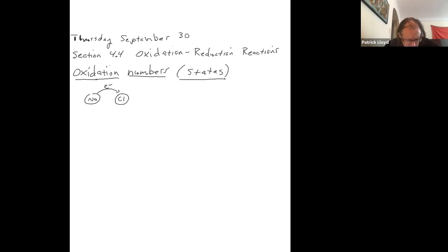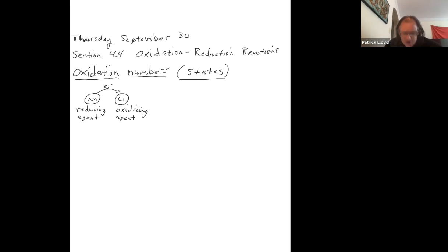The electrons are coming from what's called the reducing agent. So the reducing agent is the substance that gives up these electrons. And the electrons will flow into what is called the oxidizing agent. Agent means the same thing as reactant. So the oxidizing agent is the acceptor of the electrons and the reducing agent is the donor of the electrons.